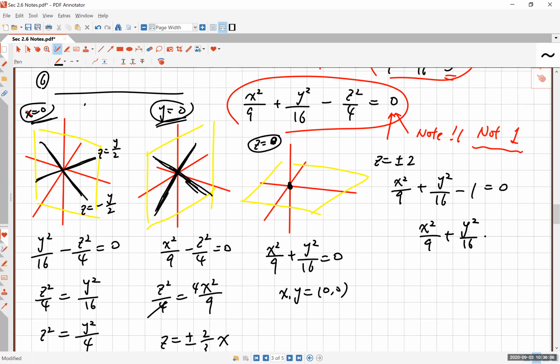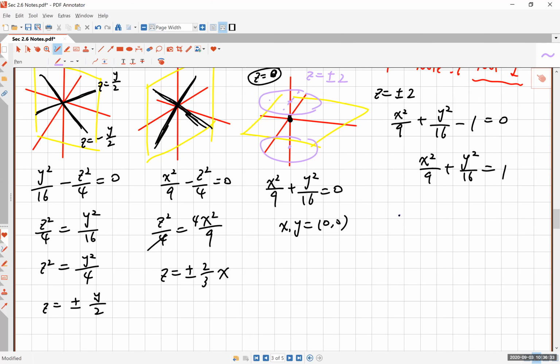This looks very much like an ellipse, right? So when z is equal to plus or minus 2, what you get is an ellipse where in the x direction you go 3 units, and in y you go 4 units. It'll be like this, and down here it'll be like this. Try to put this all together, and I think you can figure out what this thing looks like. There's one single point where everything meets, and of course the answer is it's going to be a double cone.